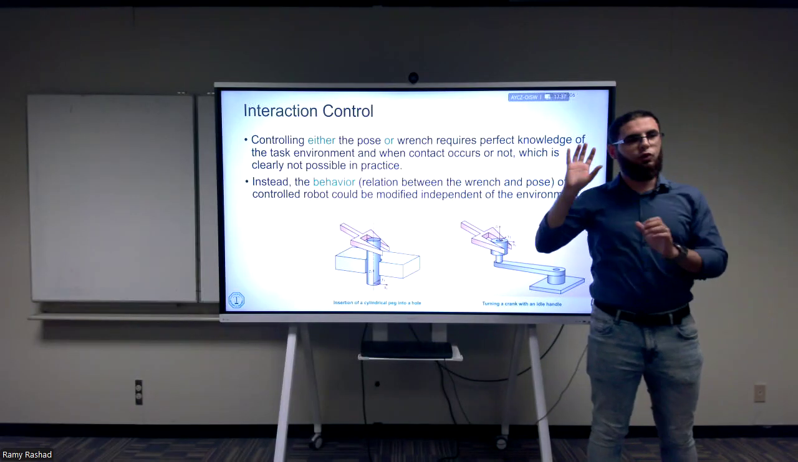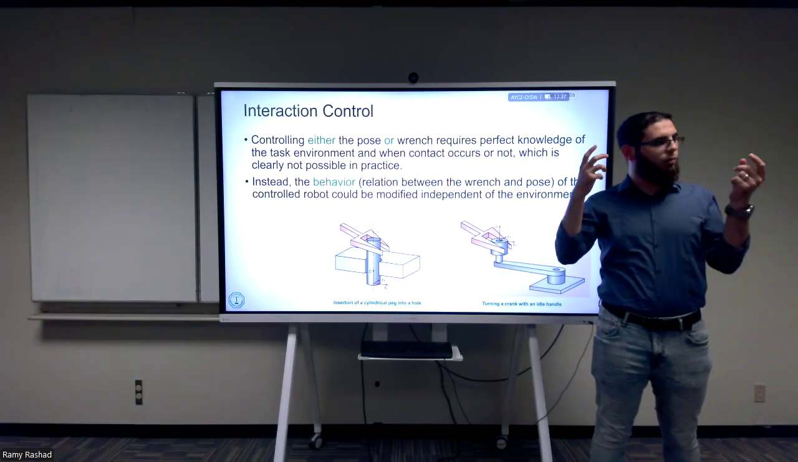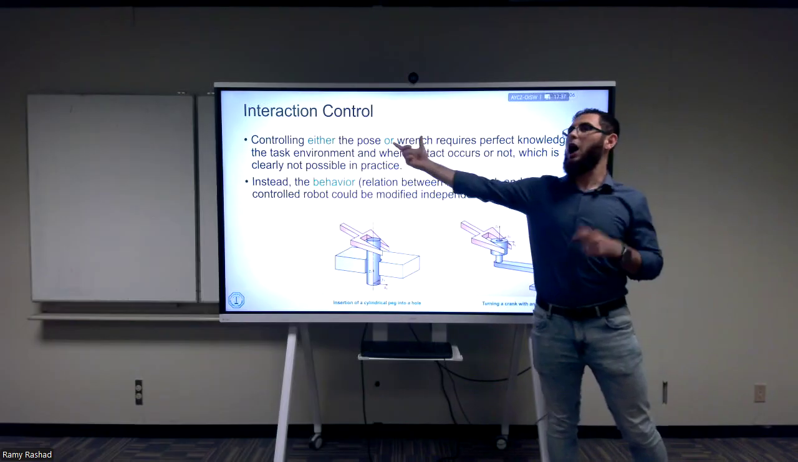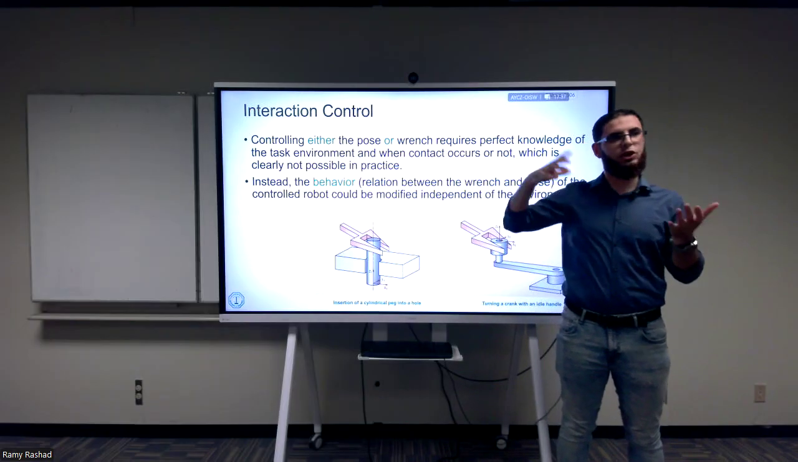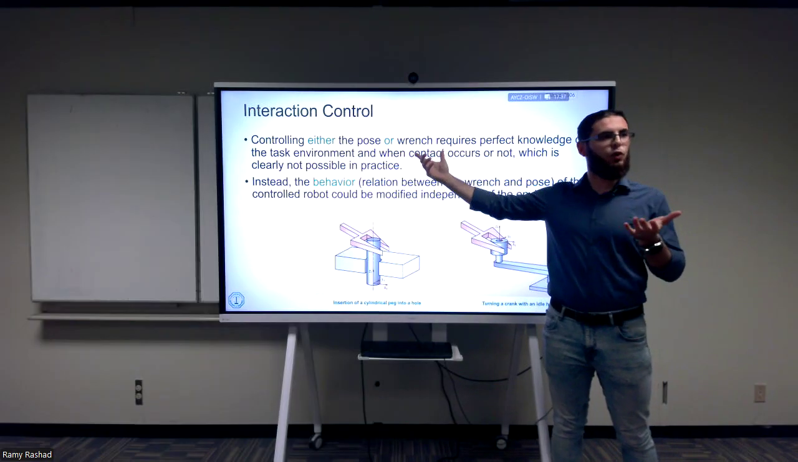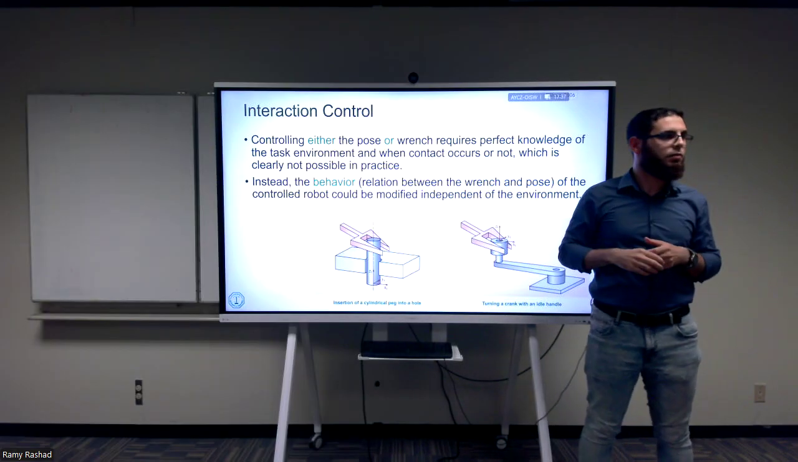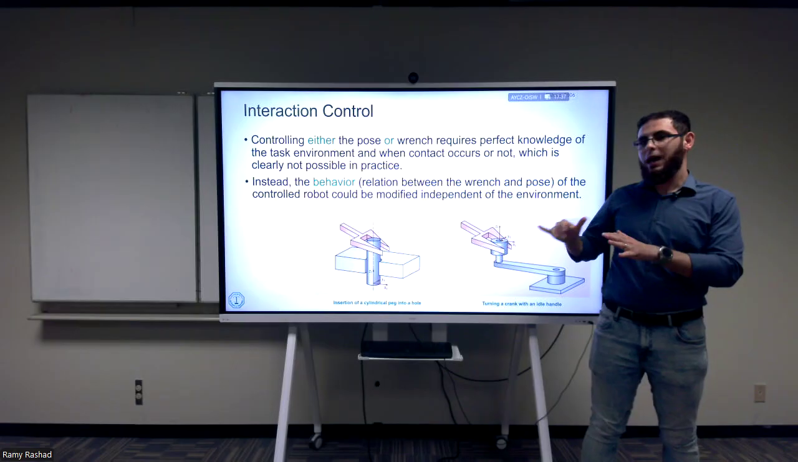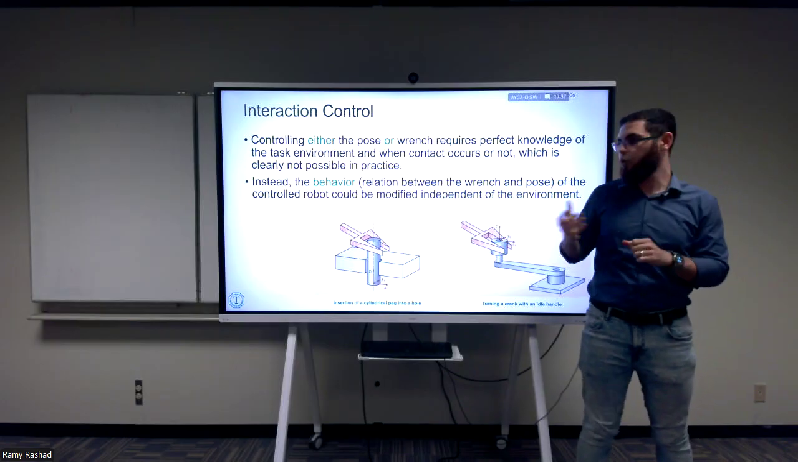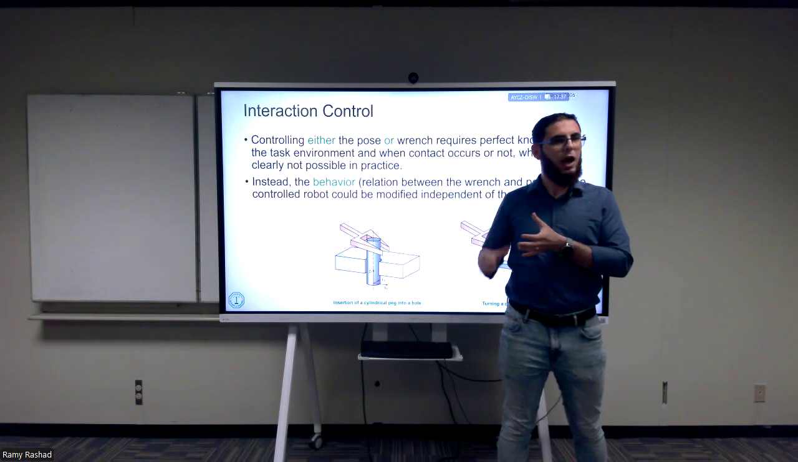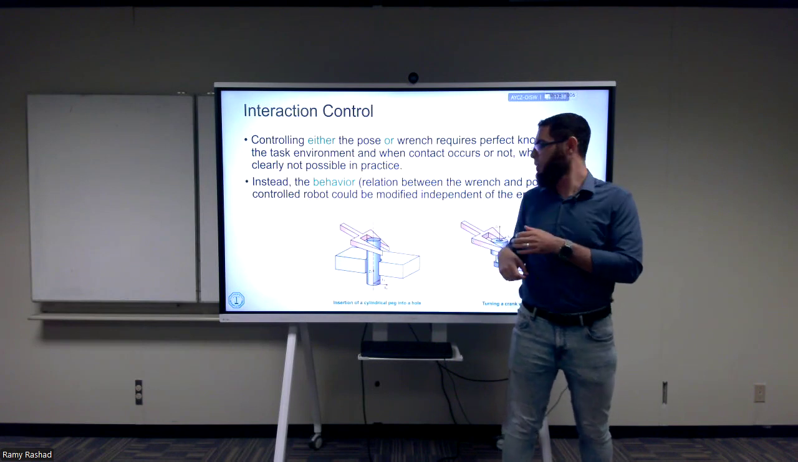So if we try to use the motion control mindset to do interaction control, which is controlling either the pose, the position and the orientation, or the wrench, the force and the torque, it requires perfect knowledge of the task. I need to know precisely how the task looks like. Okay, so what are the dimensions of this peg? What are the dimensions of the hole? How much clearance is there in between them?